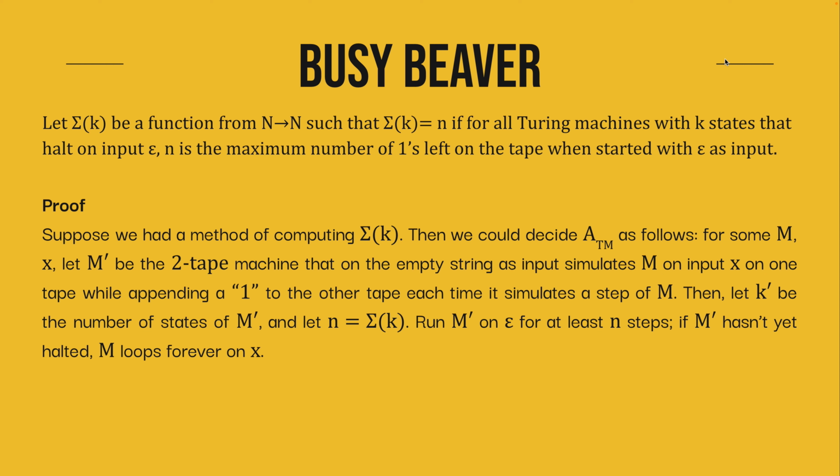Then let k' be the number of states of M', and let n equal Σ(k). Run M' on epsilon for at least n steps. If M' hasn't yet halted, M loops forever on x. We have thus created the decider for ATM. However, ATM is undecidable. Therefore, Σ(k) is undecidable and therefore uncomputable.